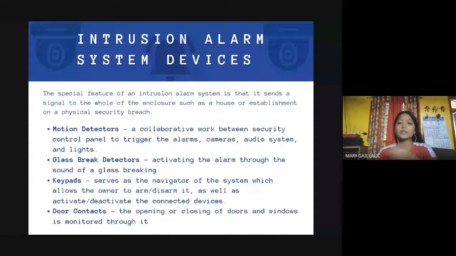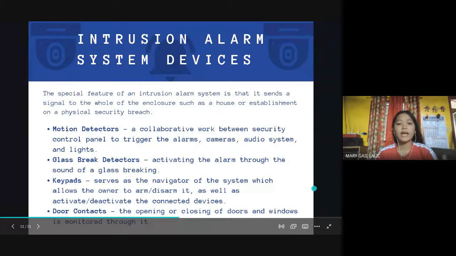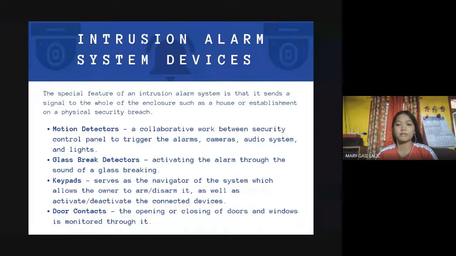The devices used in this system are commonly as follows. Number 1, door contact. And then there's also glass break sensors. Number 3, motion detectors. Number 4, sirens. And lastly, there are strobes and other devices pa. Next, the motion detectors involve a collaborative work between the security control panel to trigger the alarms, cameras, audio system, and lights. Gaya na sabi ko kanina, when someone is trying to intrude dun sa establishment or home, yung signal na yon, lahat ng devices na nakakonekta sa alarm system, magti-trigger lahat.